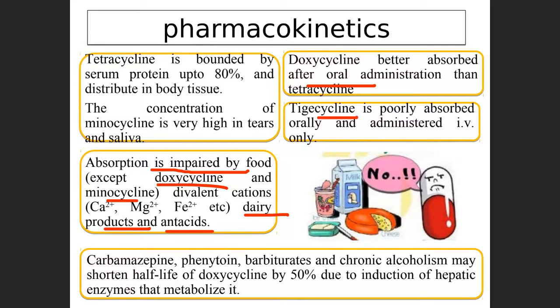Tigecycline, which has a half-life of 36 hours, is poorly absorbed orally, but it can be administered by intravenous route. If you see doxycycline, its half-life will be reduced if it is given with another medication such as phenytoin, barbiturates, carbamazepine, and alcohol. If somebody has chronic alcoholism, then in such cases the half-life of doxycycline will be reduced by 50%.